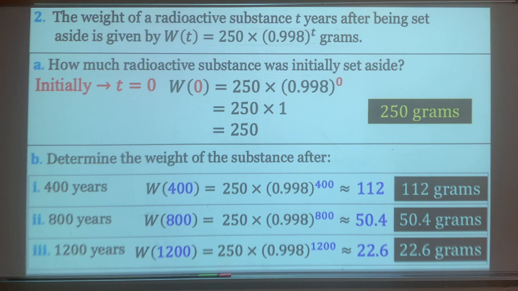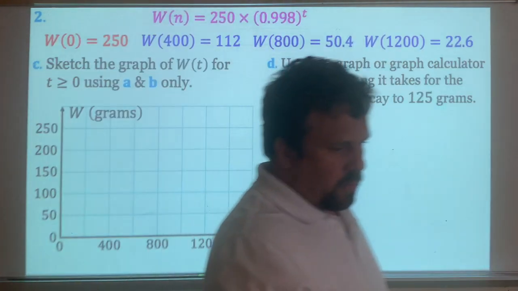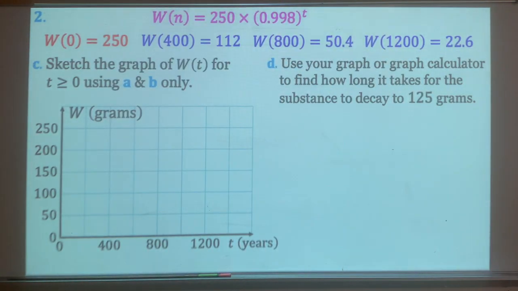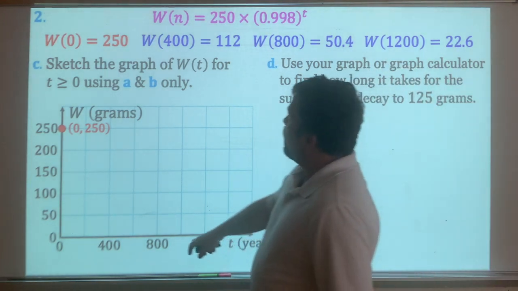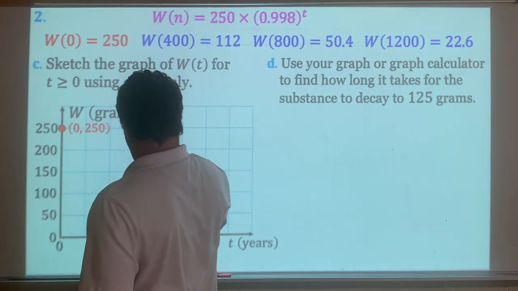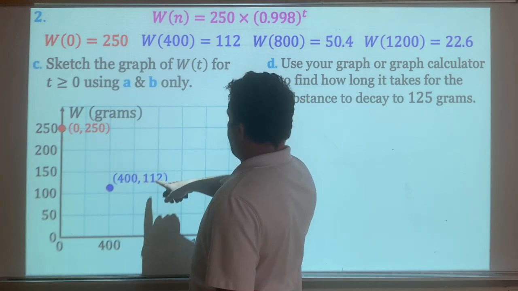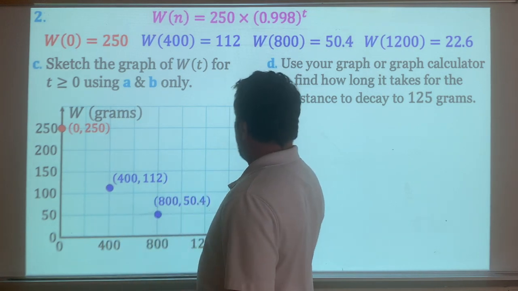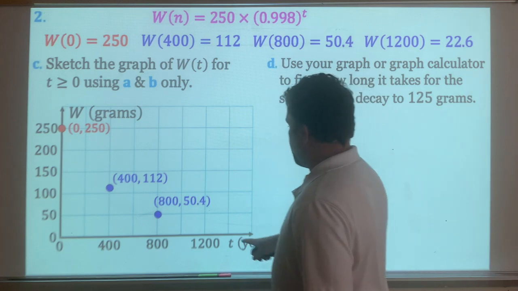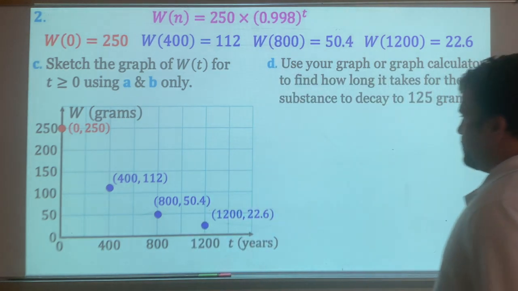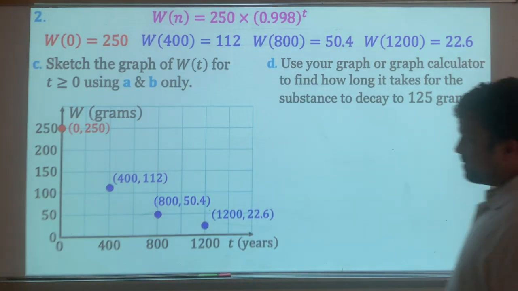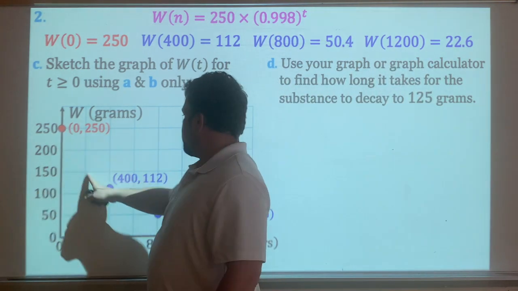Nope, still in problem two. What you're going to do now is, all these problems are pretty large problems. You're going to take your points and graph them. Here are your points: 0, 250; 400, 112; 800, 50.4; and 1200, 22.6. Try to draw a line that goes through these, or a curve.